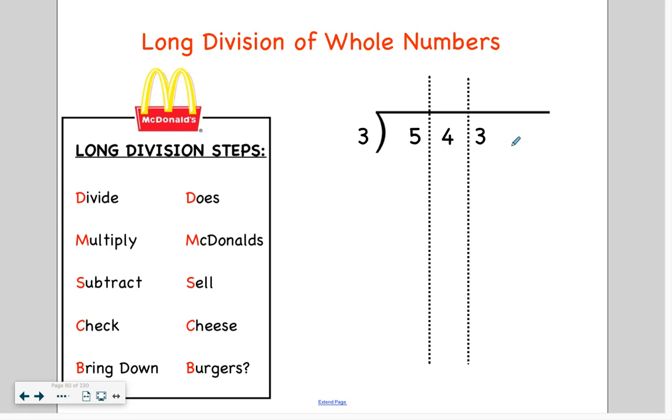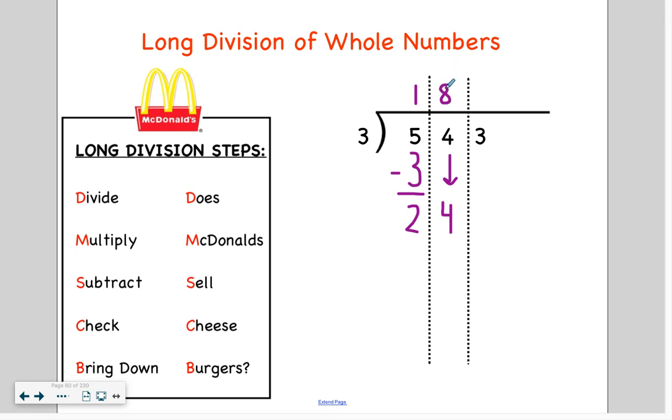543 divided by 3. Divide. 3 goes into 5 how many times without going over? Goes in 1 time. 1 times 3 is 3. Subtract. 5 minus 3 is 2. Check. Is 2 less than 3? Yes. Bring down our 4. Start over. 3 goes into 24 how many times without going over?